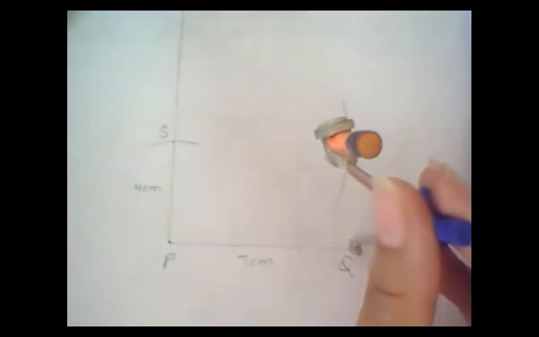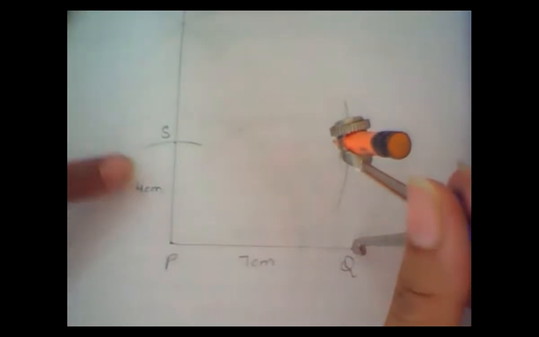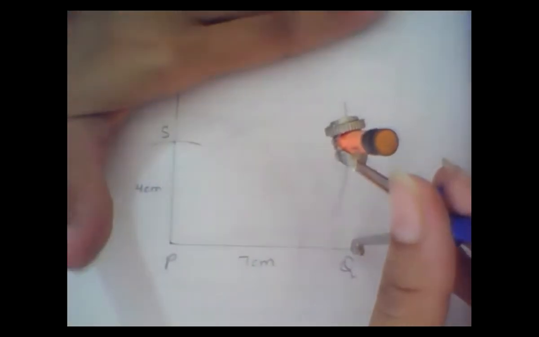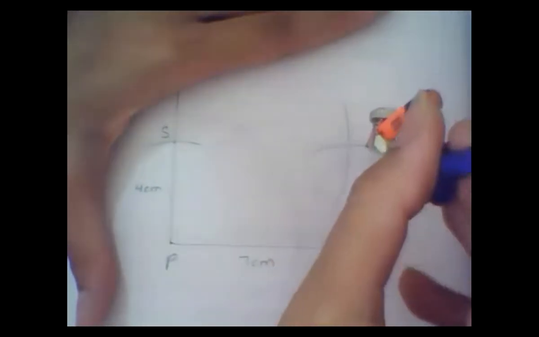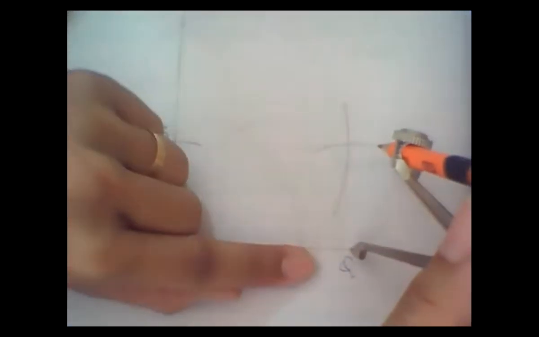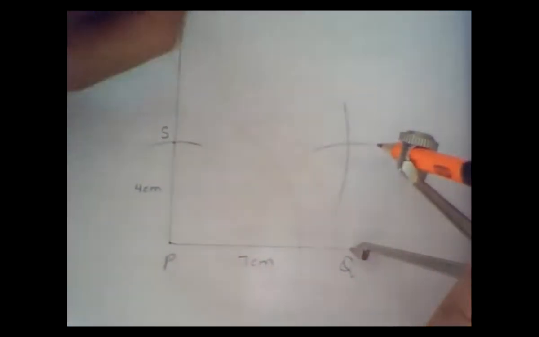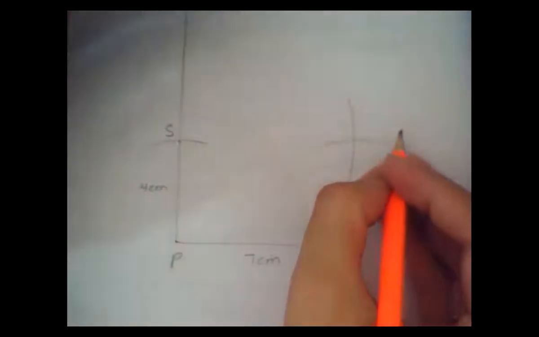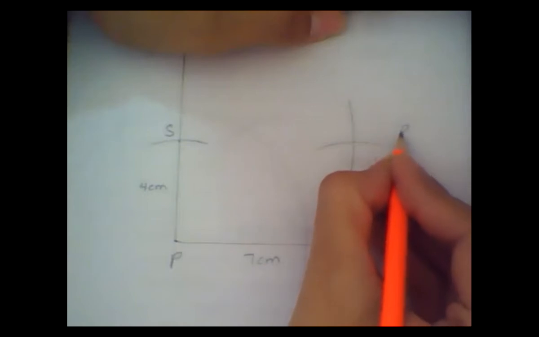Why? Because the opposite sides are congruent. Beta, if PS is 4 centimeters then obviously the opposite side must be 4 centimeters. Then draw another arc with Q as center and radius 4 centimeters, which cuts the previous arc at a point. This point is called R.